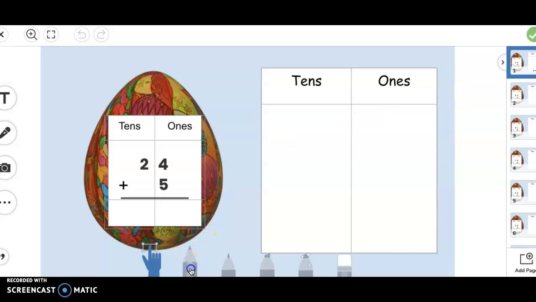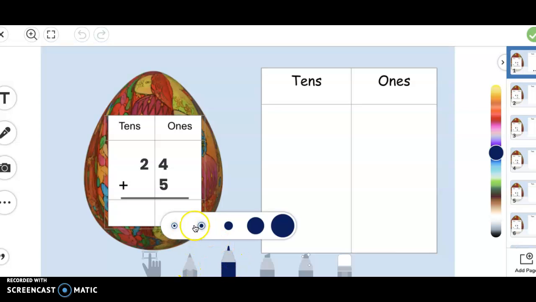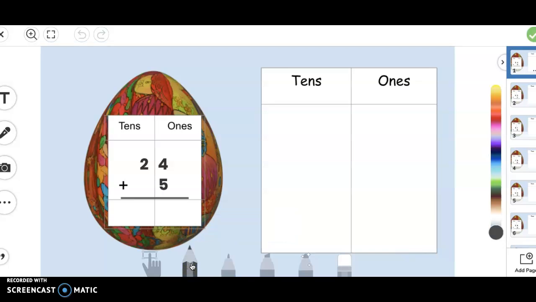So you are going to use either the pencil tool or the pen tool, and you can use whatever color you like. And just to point out real quick, if you press the pen tool, you can make the size of your writing different sizes. So we have it on the smallest setting. That probably will be the easiest as we are trying to write with our fingers. There's also going to be a pencil tool, and you can use that one instead of the pen tool.